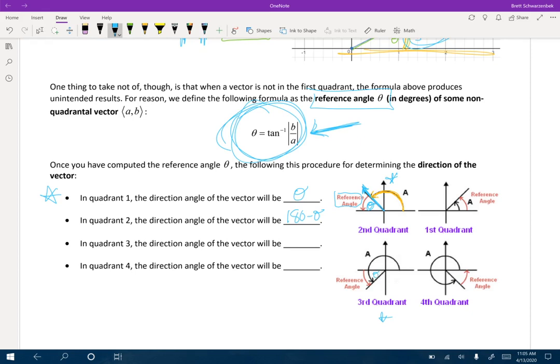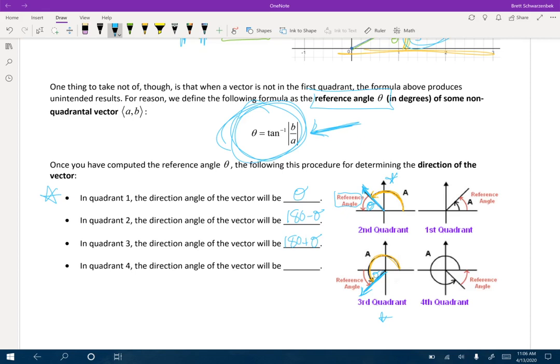So here's the vector right here. The reference angle would be that little theta right there. But what's the direction? The direction is this, all of this. So how do I find that angle? I take theta, which is that little angle, and add what to it? Hopefully some of you are going, oh, we have to add 180 to it in order to get the direction of that. So that's the formula for quadrant 3 direction angles.